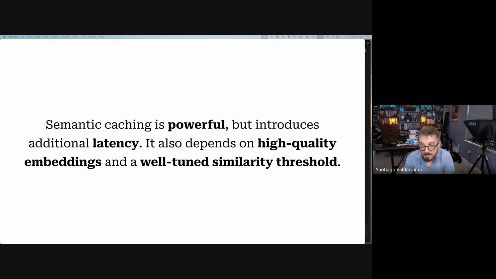Okay? It also depends on those embeddings to be good enough, to be well-tuned. It also depends on you to understand the similarity, how similar something should be in order for you to return an answer. So maybe there is something that looks similar, but the answer is not correct. So you're going to be giving an answer that's incorrect to the user because your cache was not well-tuned.